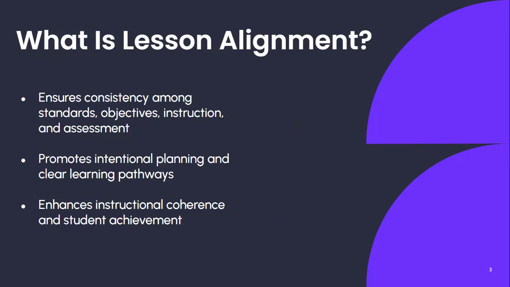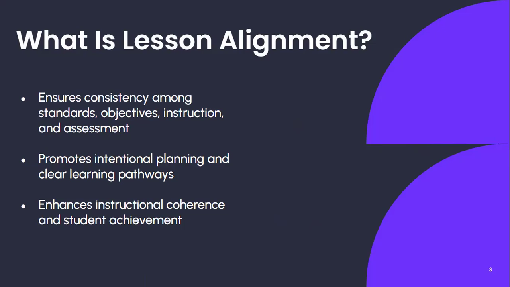So alignment ensures consistency among standards, these big picture expectations that students are striving towards, and objectives. And so these are tied to every lesson. What are students expected to do in that lesson? And how is that linked to the standards? Then the instruction, that means the actual activities and the lessons that we use to teach the students. And then assessment, how the students are going to be evaluated to determine if they have met the standards.